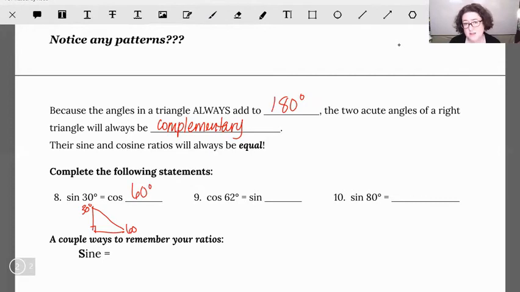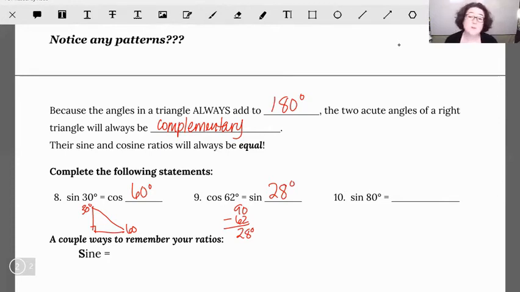So if I have cosine of 62, what should the angle be to make it match up with the sine value? Well, what's your complementary angle of 62? So 90 minus 62, that gives us 28. So in other words, sine of 28 degrees is always going to be the same as cosine of 62 degrees.